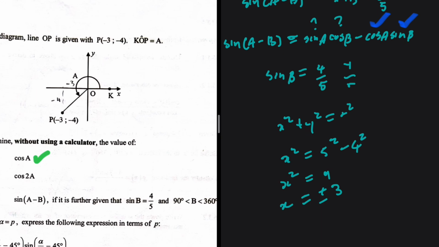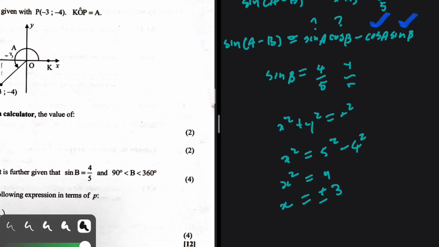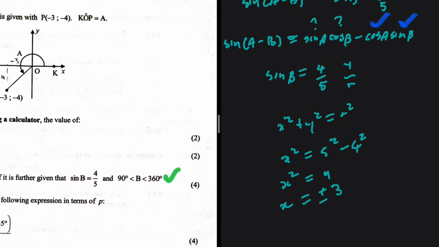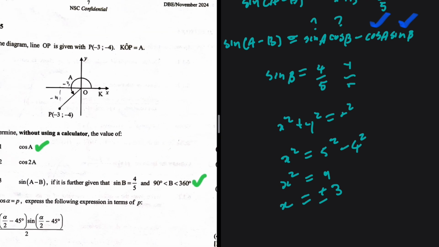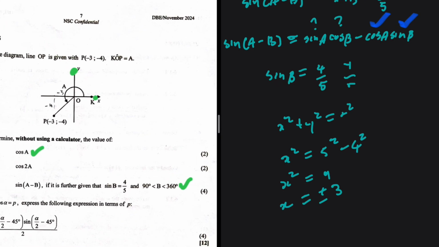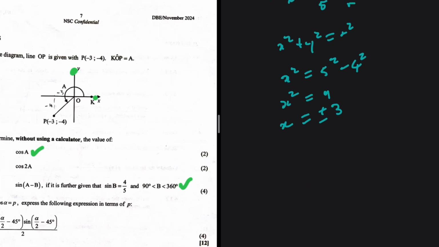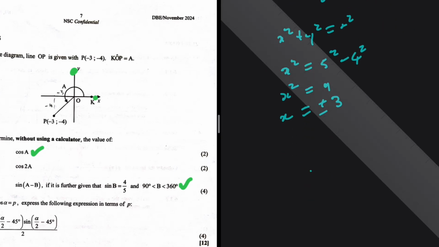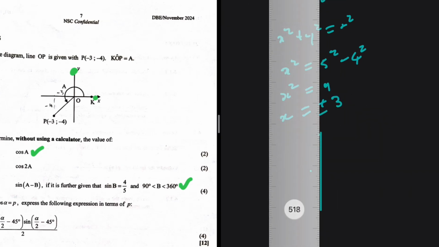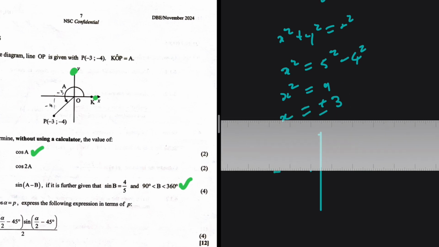We have a decision to make. Is it plus 3 or minus 3? That's where this information comes in handy. So B range is running from 90, which is somewhere here, to 360. That's where B is running. Okay, so let's just sketch, because I don't want to explain too many things without sketching, because it will become a bit troublesome. So we have our Cartesian plane there.